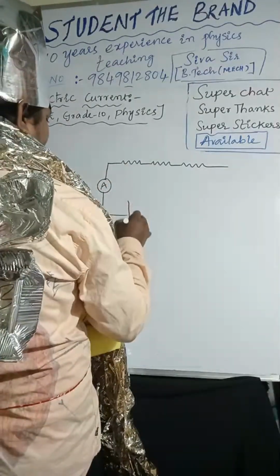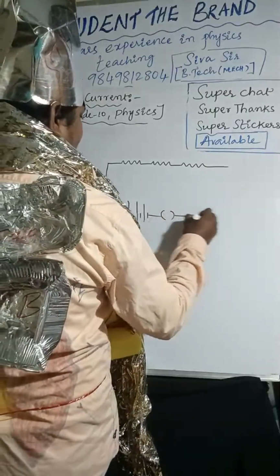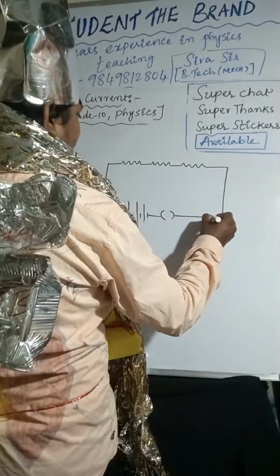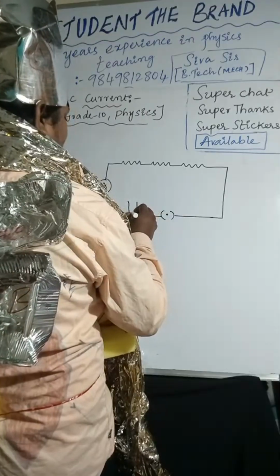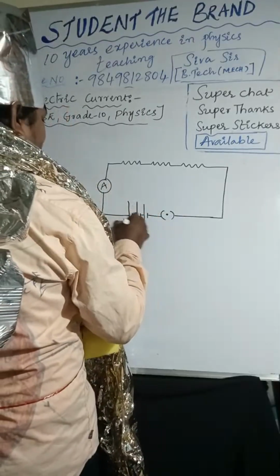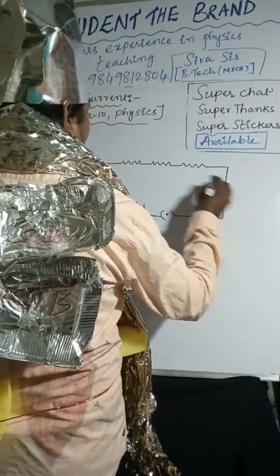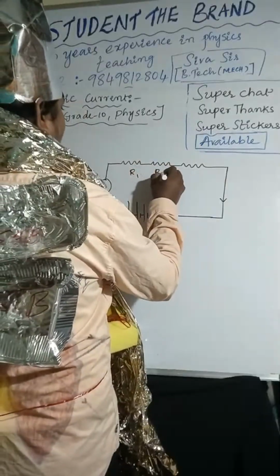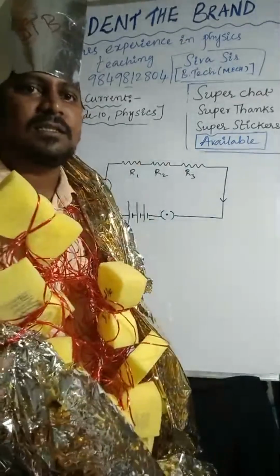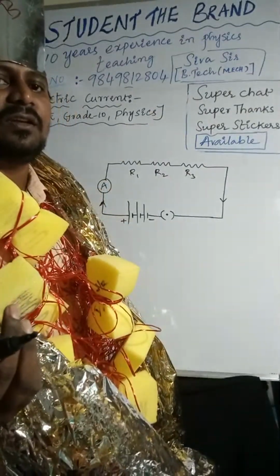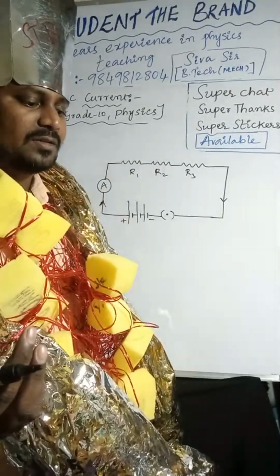I'm taking a battery and a switch here. Current is passing through it. Across R1, R2 and R3, there are three resistors: R1, R2, R3, connected in series combination.